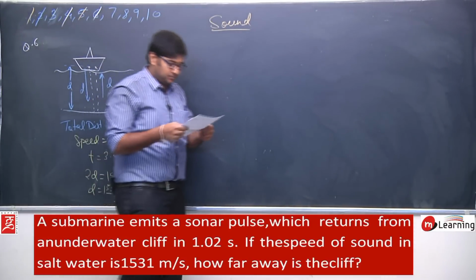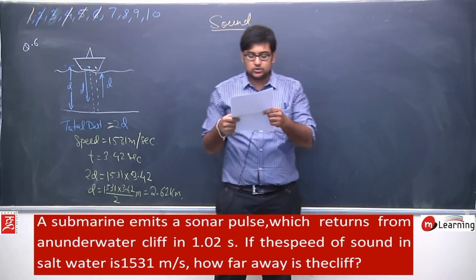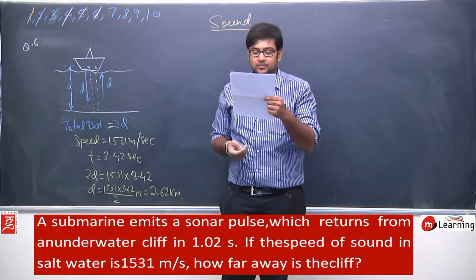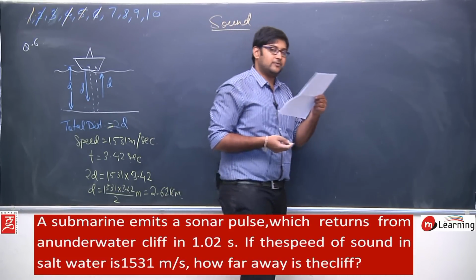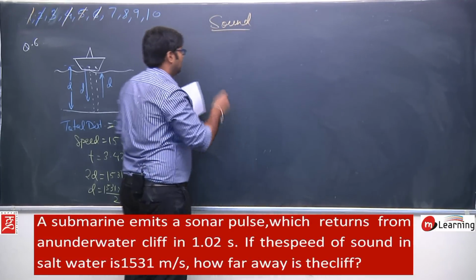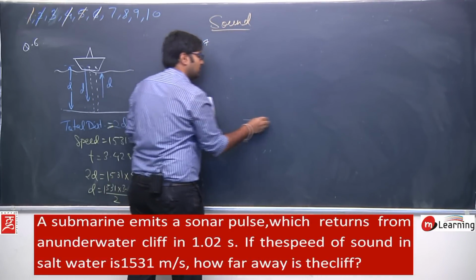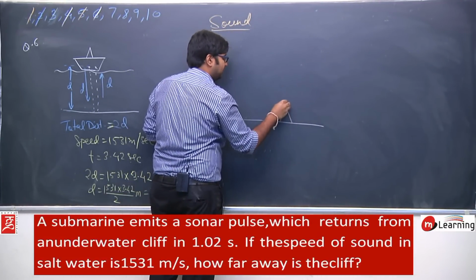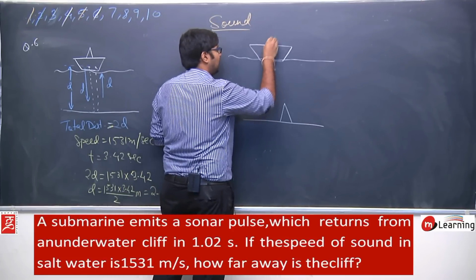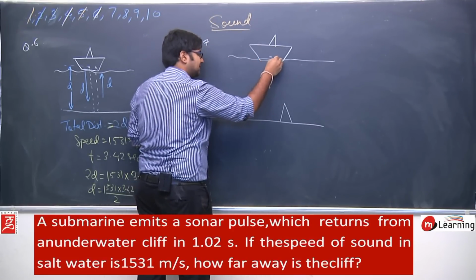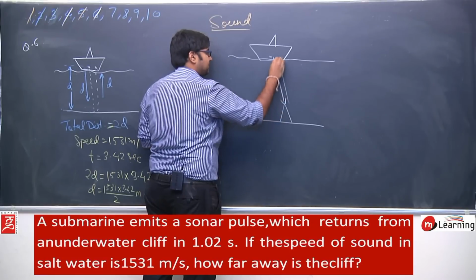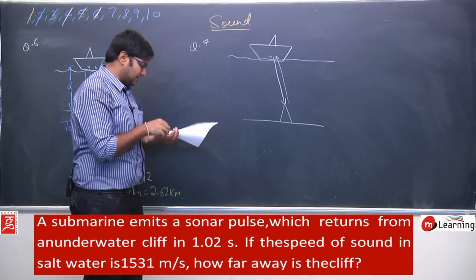Now moving to the 7th one, it says a submarine emits a sonar pulse which returns from an underwater cliff in 1.02 seconds. If the speed of sound in salt water is 1531 meters per second, how far away is the cliff? In question number 7, inside the water there is a cliff, and this is the surface of the water, and here we have the sonar. This sonar is sending a signal inside the water and it gets reflected from this cliff.